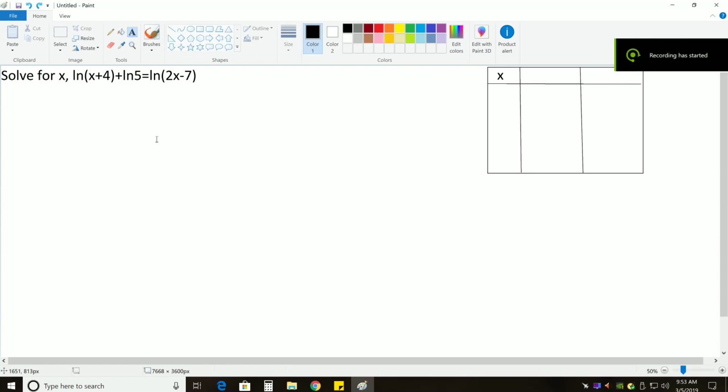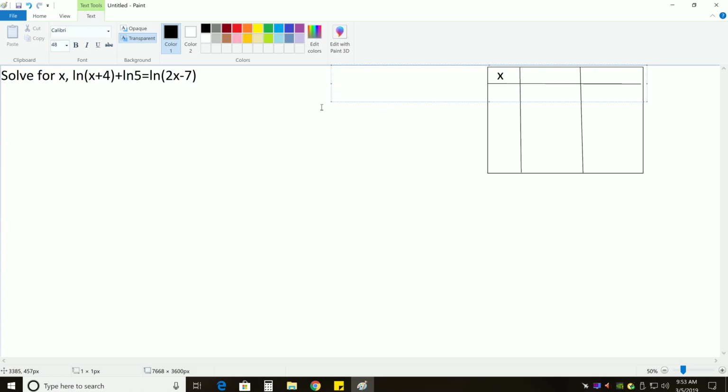Okay, so for this one, we're going to be solving for x, given that the natural log of x plus 4 plus the natural log of 5 is equal to the natural log of 2x minus 7. So if you recall, the way that we've done these in class is that we need to get a certain formula that says the natural log of m is equal to the natural log of n.